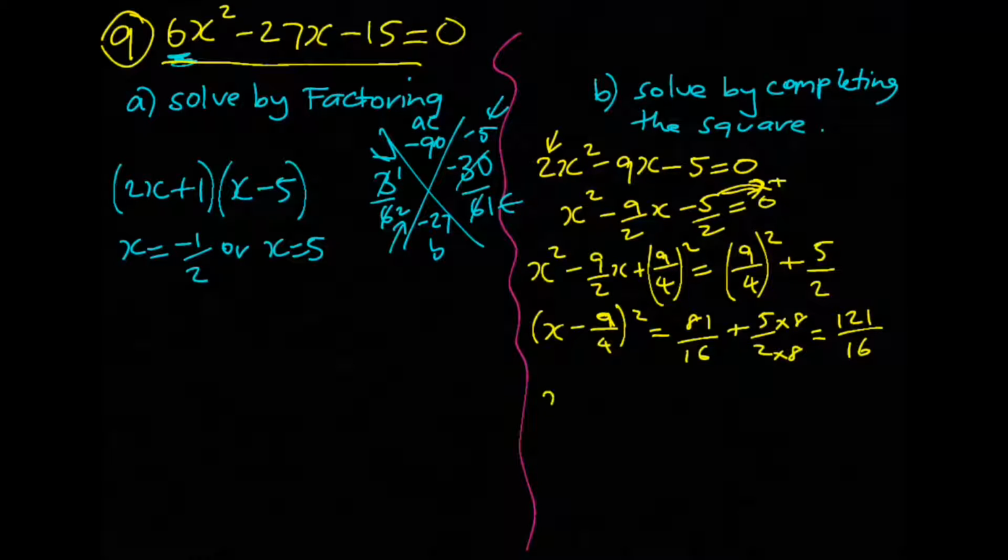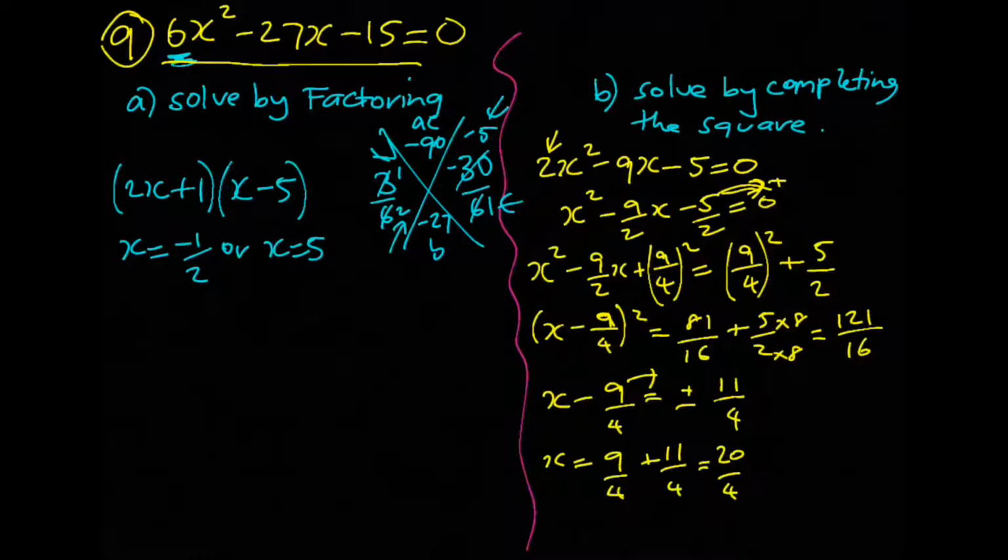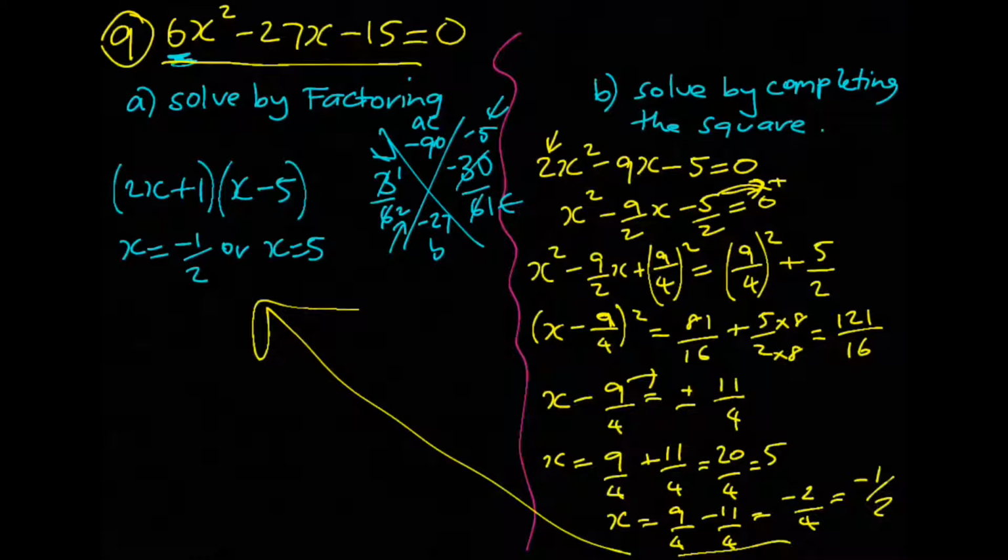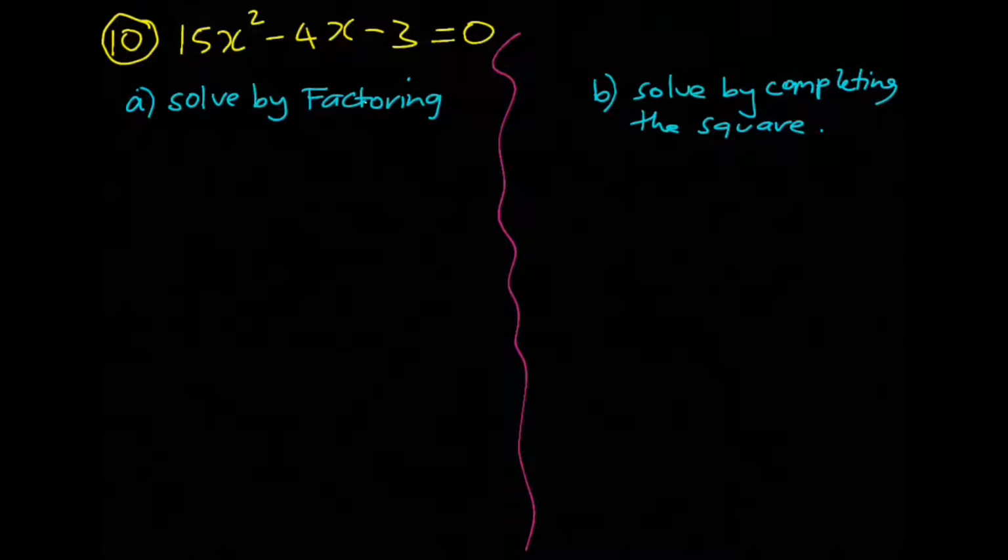So square rooting both sides, we've got x minus 9 on 4 equals plus or minus 11 on 4. Now bring this across, we've got x equals 9 on 4 plus 11 on 4, which equals 20 on 4, or equals 5. Or we've got x equals 9 on 4 minus 11 on 4 equals negative 2 on 4 equals negative a half. Now if we go up and have a look, we've got the exact same value as we worked out when we factored it. Okay, let's do the last one.